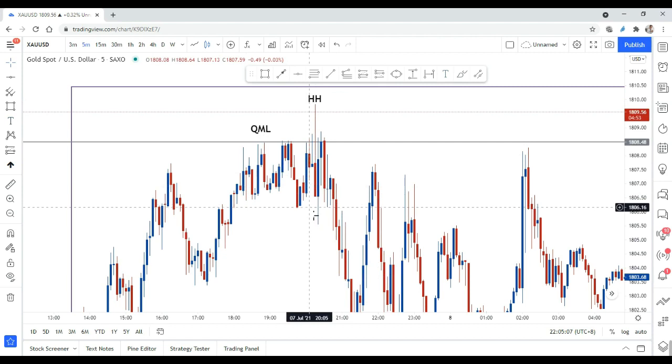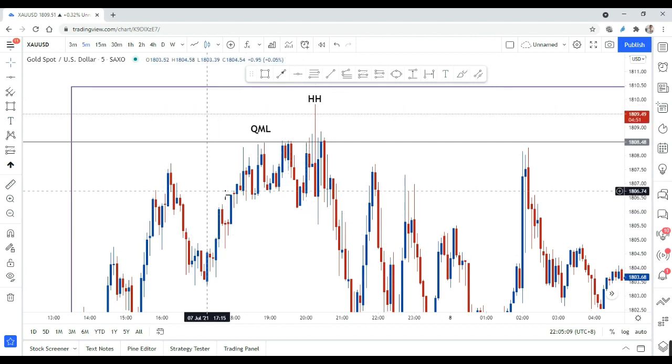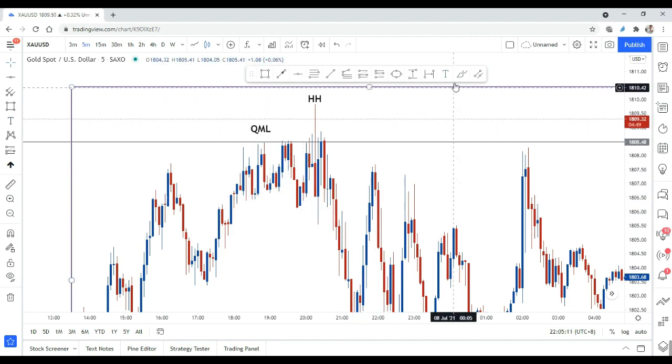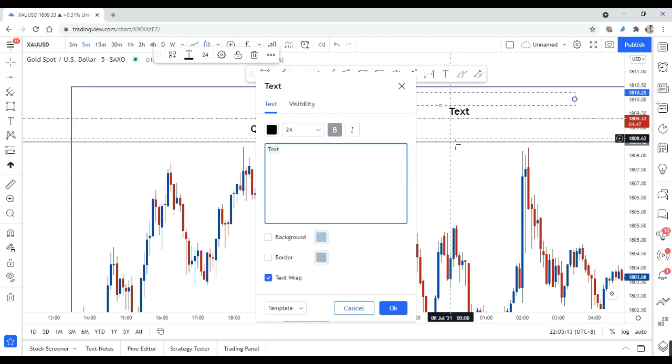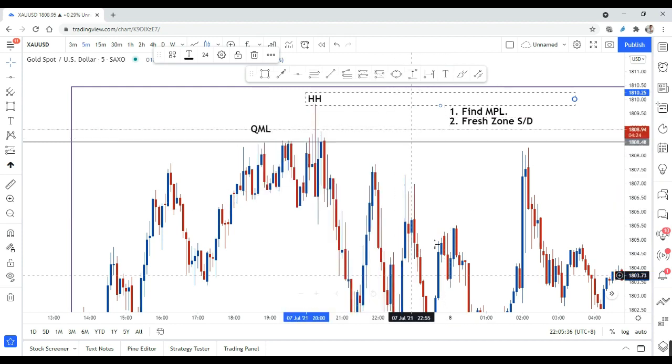How do we enter? Of course, like I said, let me write it over here. There are two choices. First, you need to find MPL, maximum pain level. I've explained it in one of my videos. Next, if you don't have MPL, you need to find a fresh zone, either a supply or demand zone.